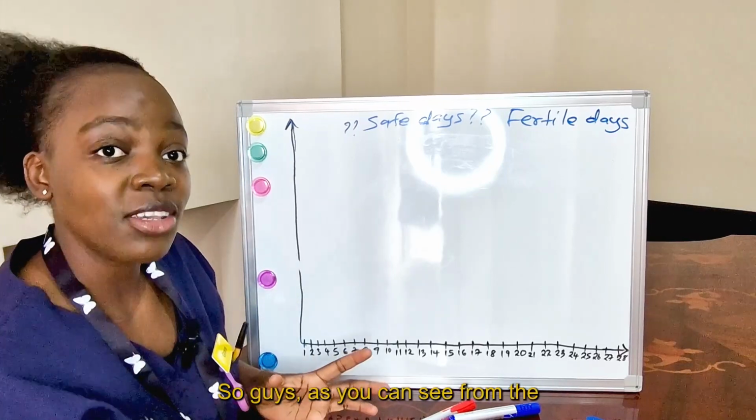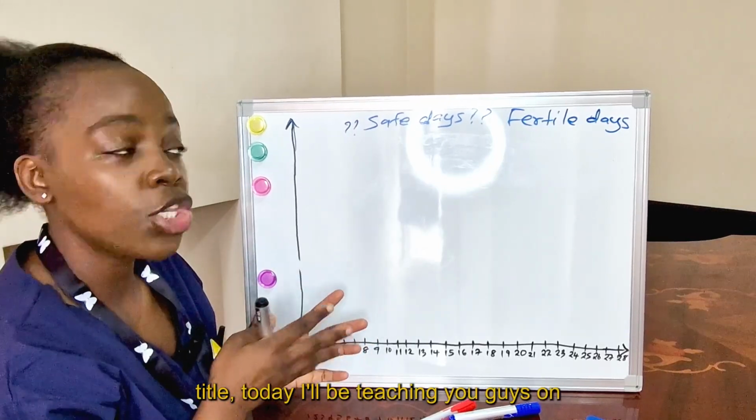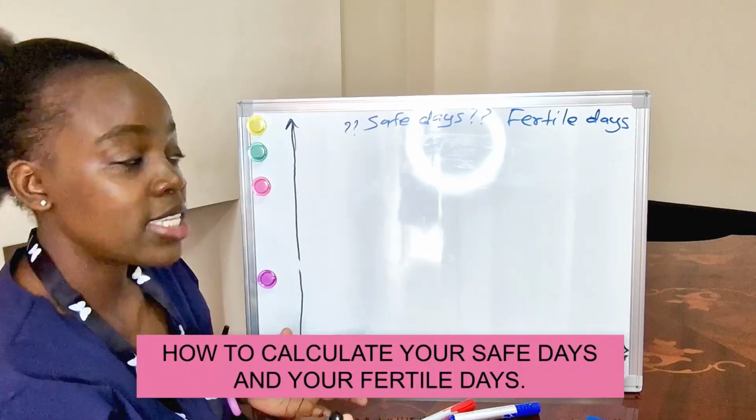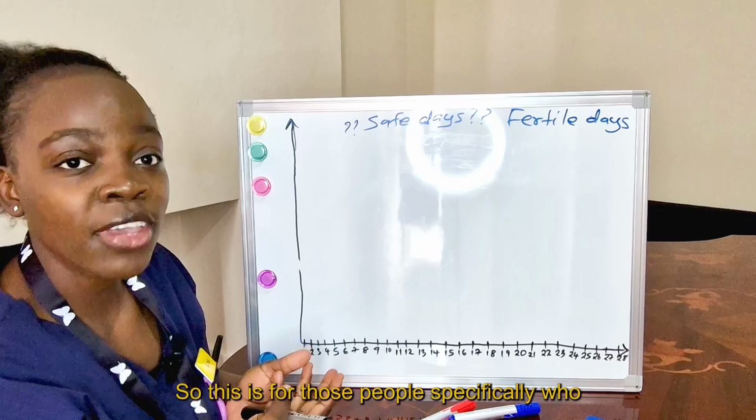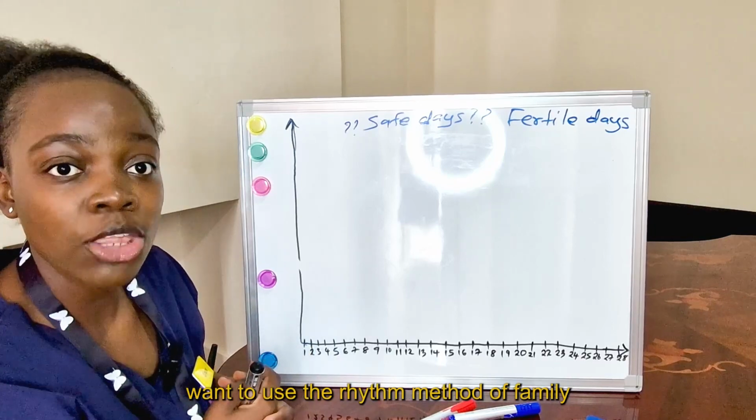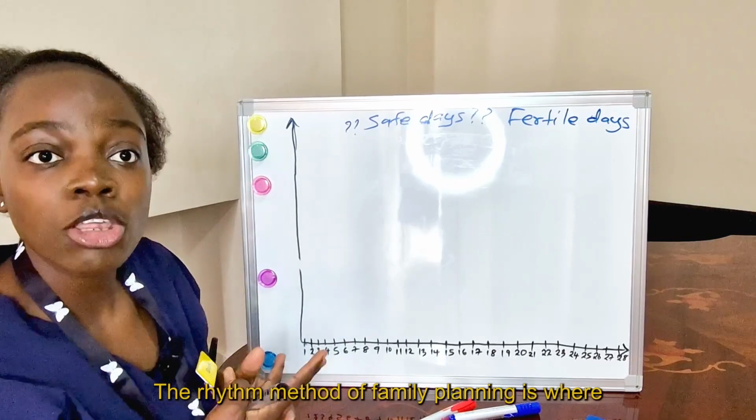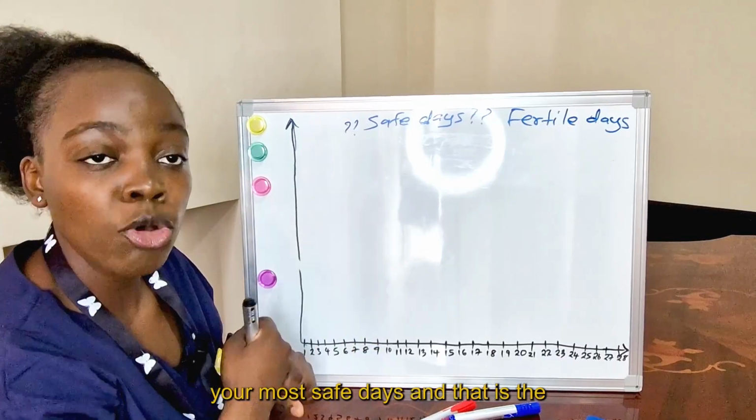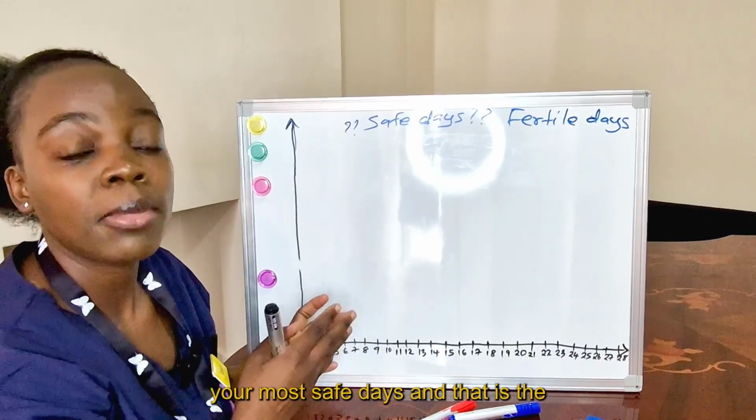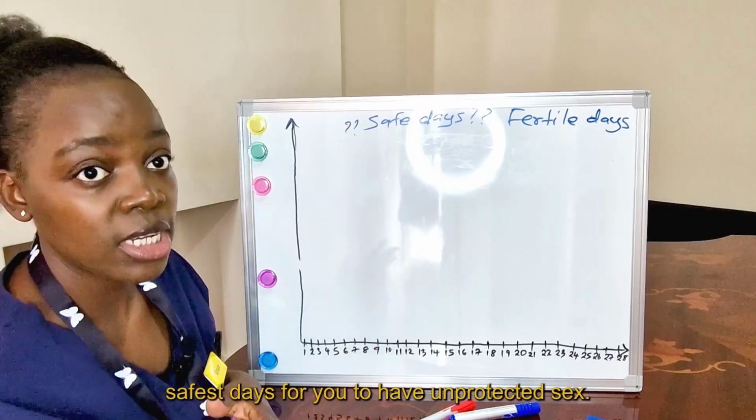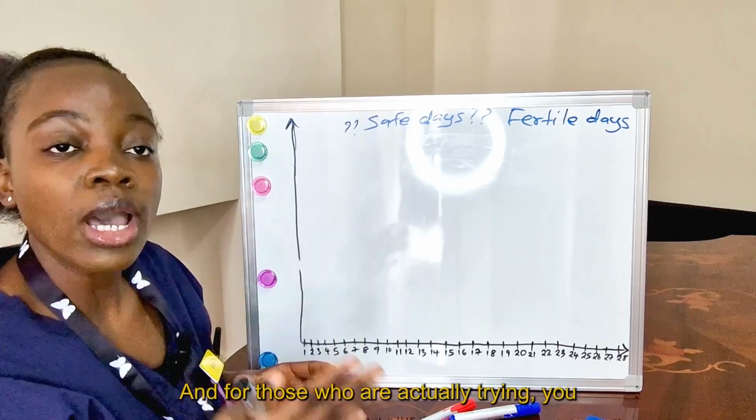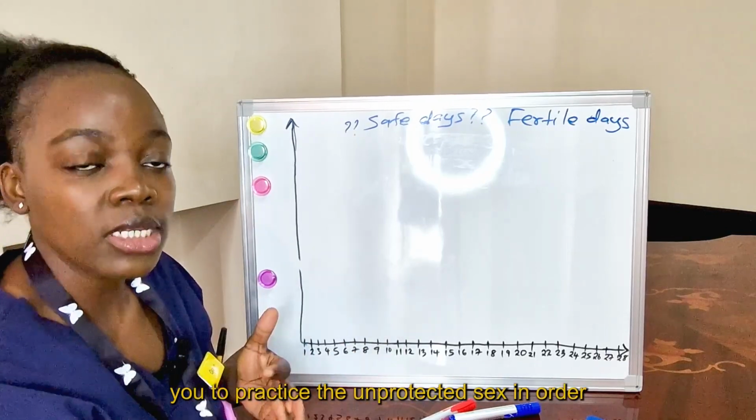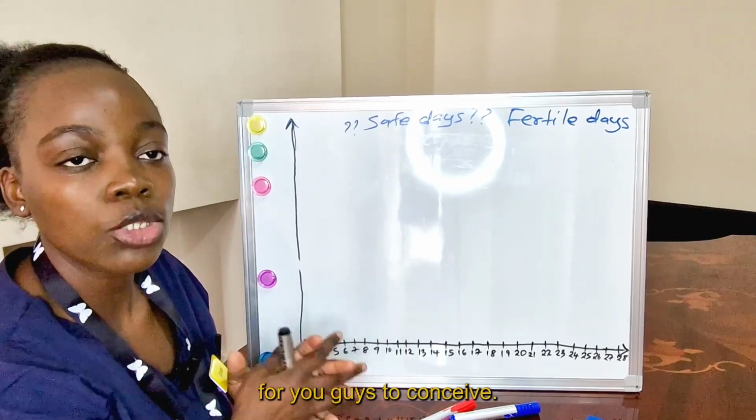So guys, as you can see from the title, today I'll be teaching you how to calculate your safe days and your fertile days. This is for those people specifically who want to use the rhythm method of family planning. The rhythm method is where you get to know your safest days for unprotected sex. And for those who are trying, you get to know the actual fertile days for you to practice unprotected sex in order to conceive.